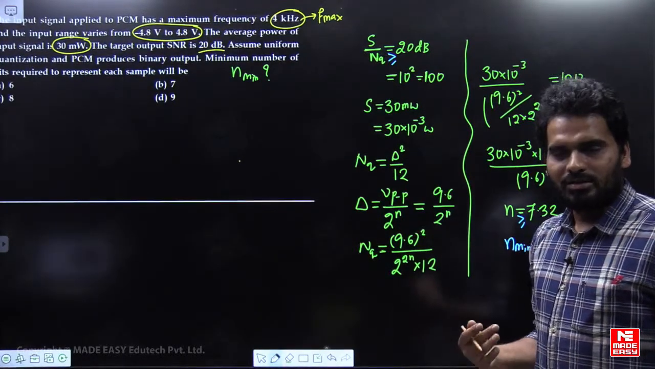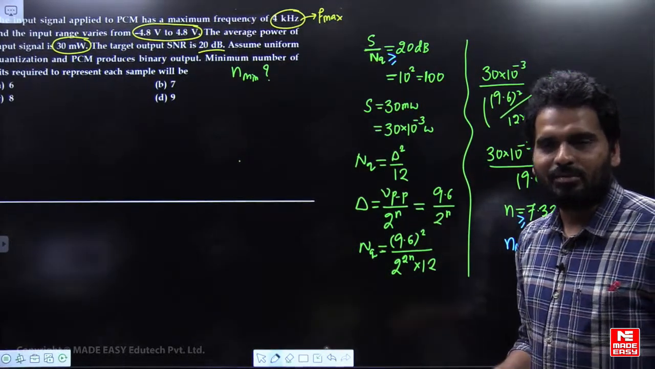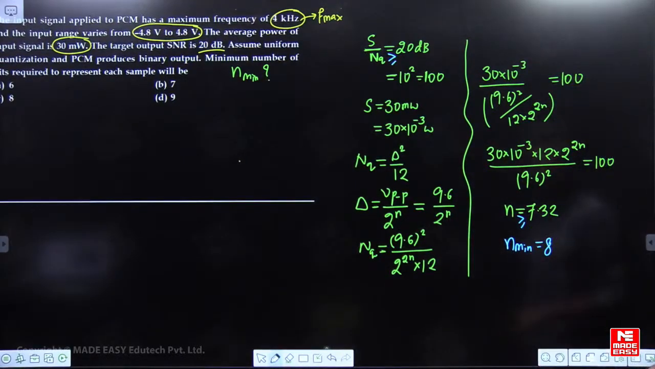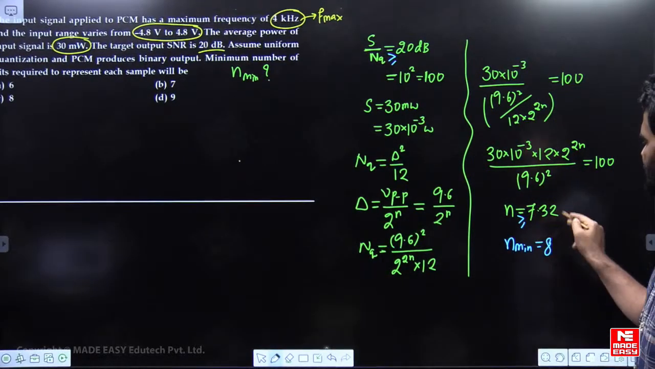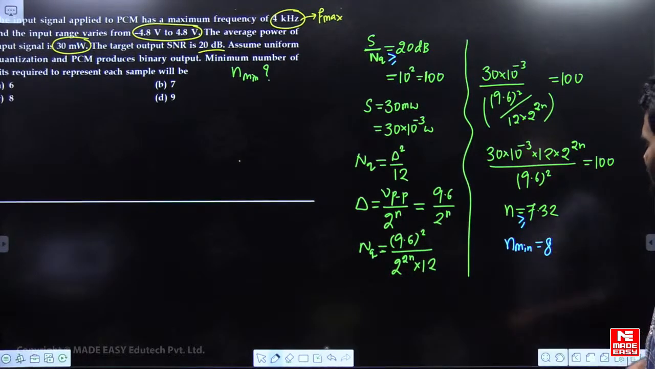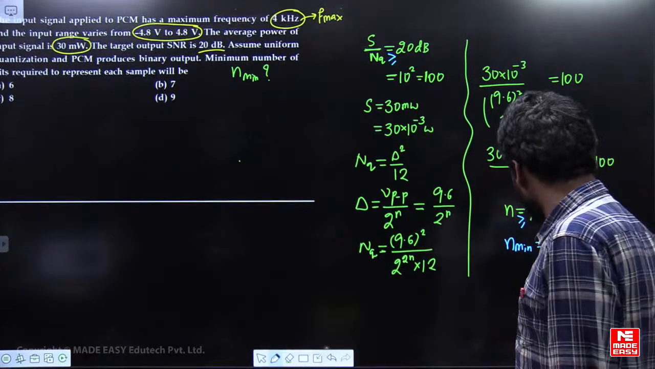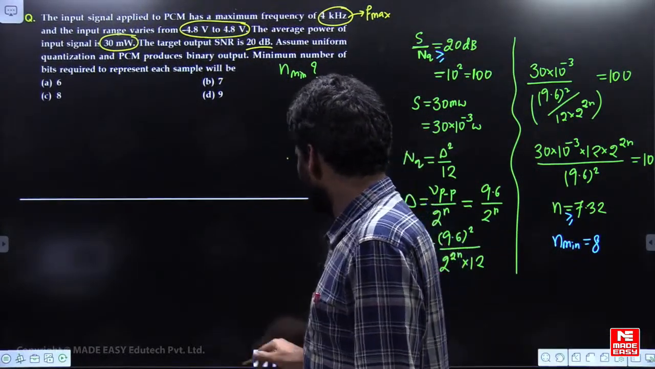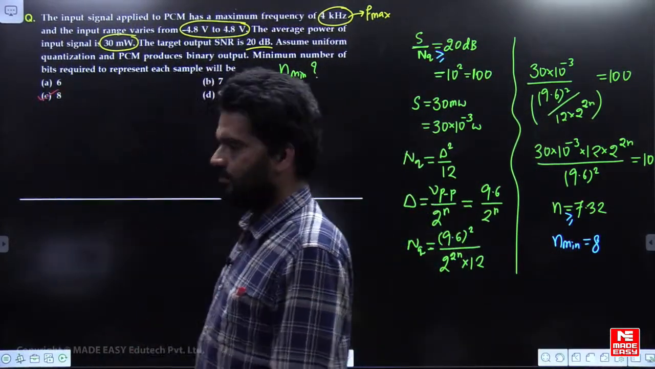But to keep the channel bandwidth requirements to the minimum possible, I will go with n equals 8. This condition should be satisfied, at the same time n should be an integer. So the minimum n value we can go for is 8. So option C is going to be correct here. Option C will be correct.